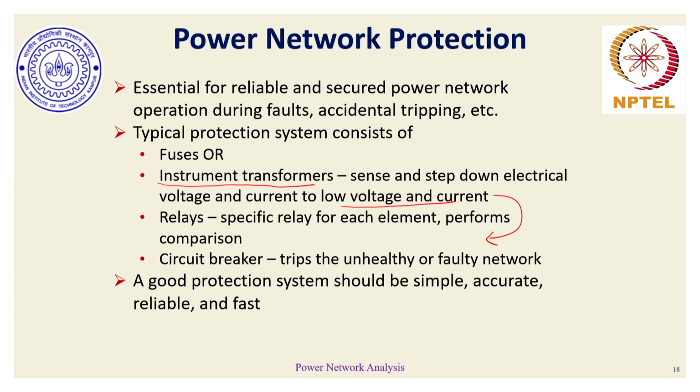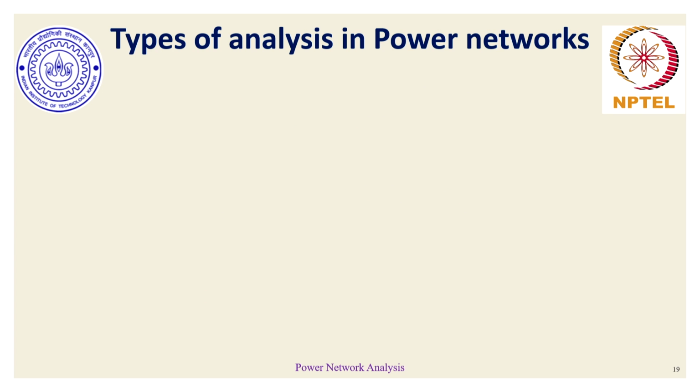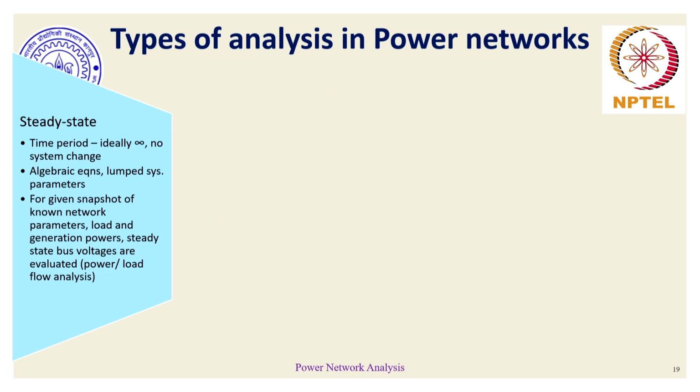A good protection system should be reliable, fast, accurate, and as cheap as possible. So these are a few attributes of a good power system. In terms of analysis in power networks, we can categorize this discussion into four typical parts. Coincidentally, we will be discussing three important analyses, and one we could not.